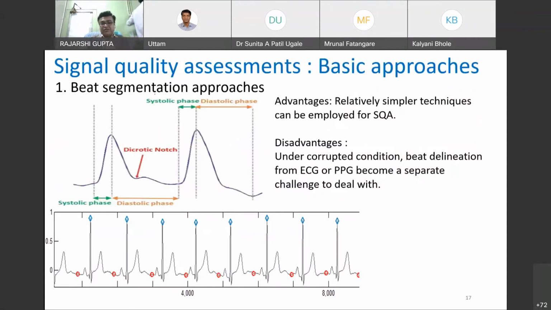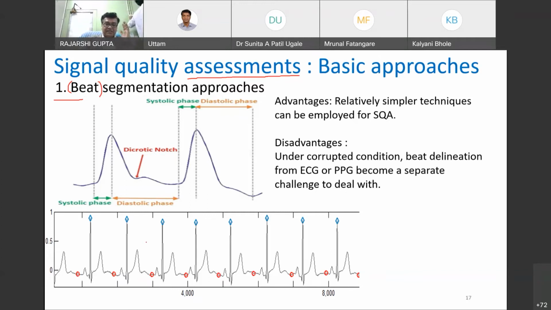Now with the basic understanding of what is meant by signal quality, there are two basic approaches of signal quality assessment of biomedical signals, in particular wearable biomedical signals. The first approach is the beat segmentation approach. Basically, in the beat segmentation approach, what is a beat? Since I am largely talking about cardiovascular signals, the origin of these signals is due to the pumping action of the heart. So here basically beat means one cardiac cycle.